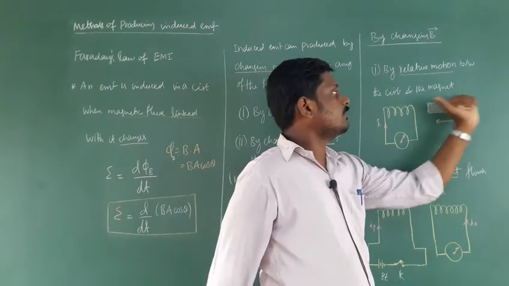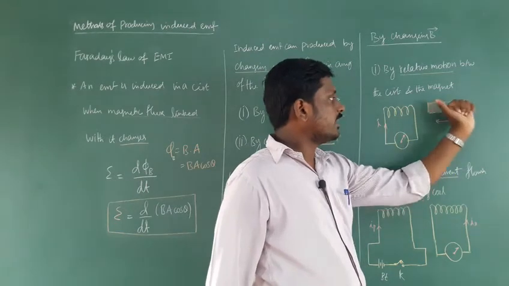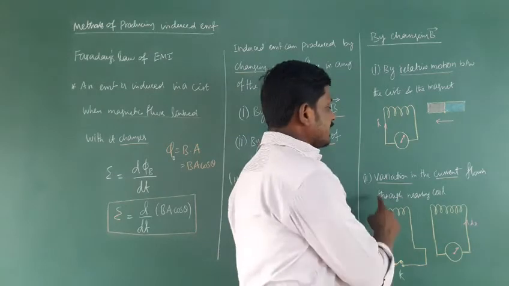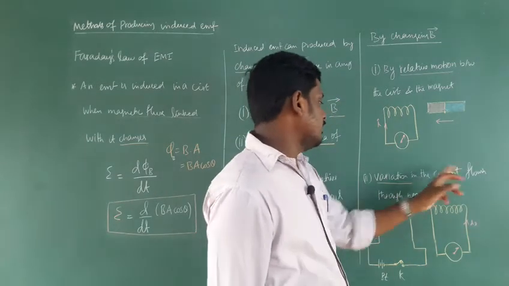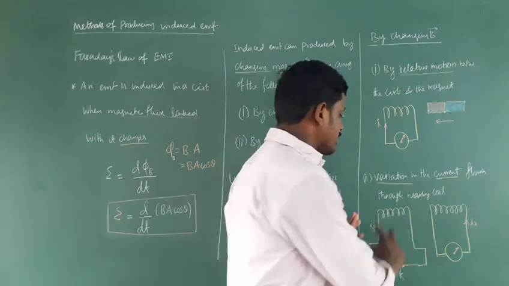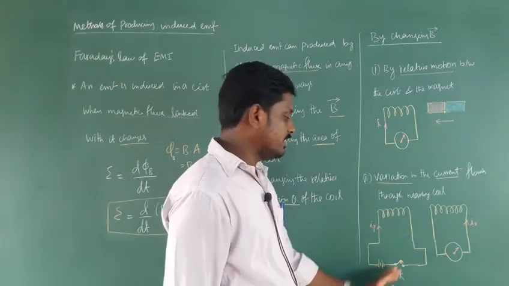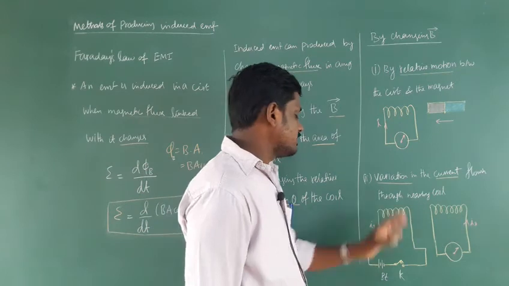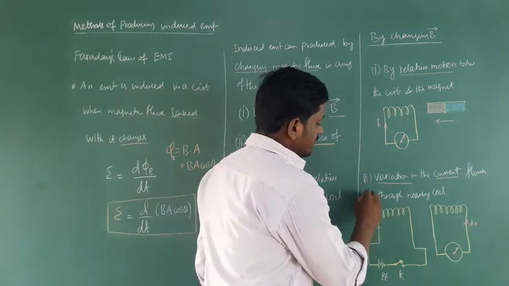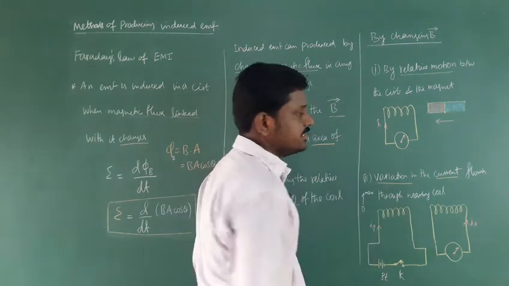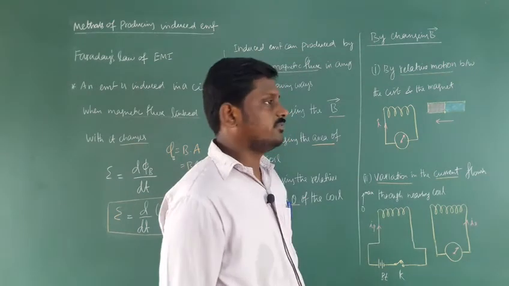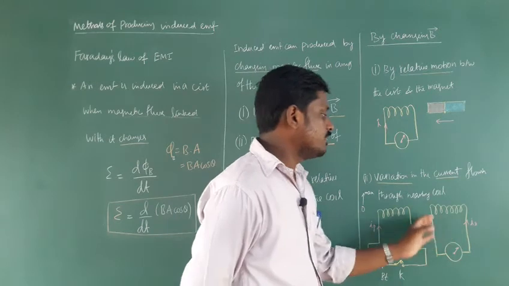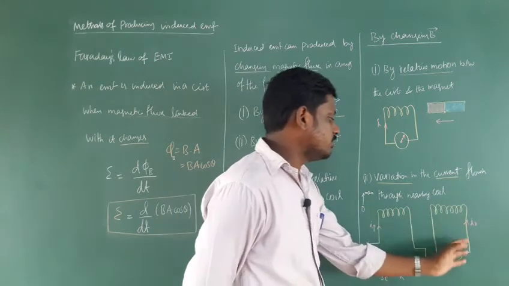By changing the magnetic field, that is, the magnetic field lines passing through the area, which is the magnetic flux, we produce induced EMF. Then the second experiment: variation in the current flowing through a nearby coil. Consider a coil connected to a battery and key. When the key is closed, current flows in the circuit, changing from 0 to maximum. So there is a change in current, hence a change in magnetic field and in magnetic flux linked with the nearby coil. An induced EMF is produced in the coil, seen through the galvanometer.